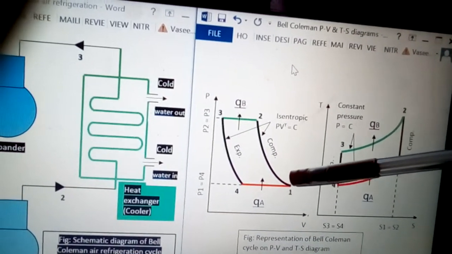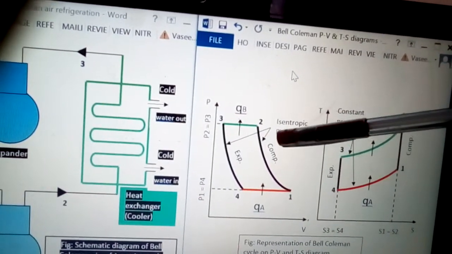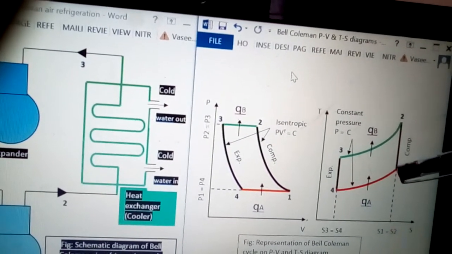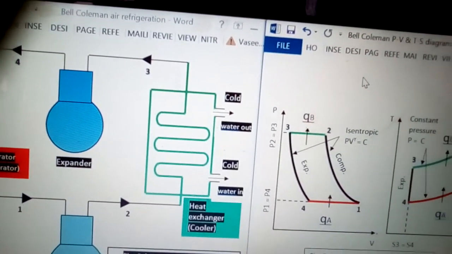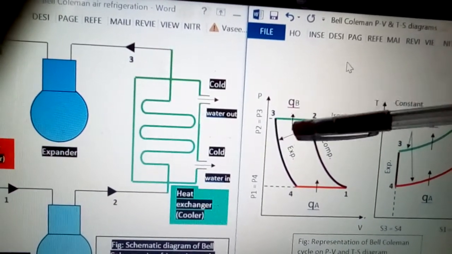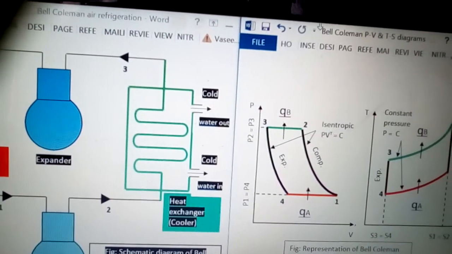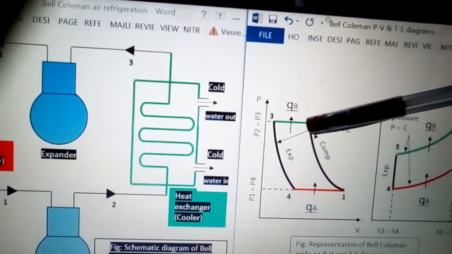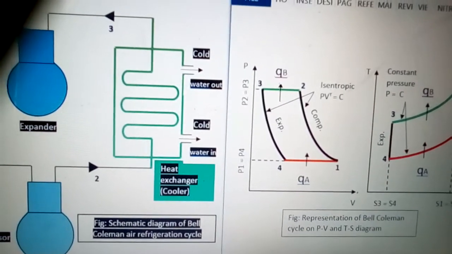Because of the compression, the volume reduces, but the pressure increases from P1 to P2, and the temperature also increases from T1 to T2. Then the air enters the heat exchanger, that is the cooler. Here this process is called isobaric heat rejection. The heat is getting rejected in the process 2 to 3, and it is isobaric because the pressure is constant, P2 equal to P3.